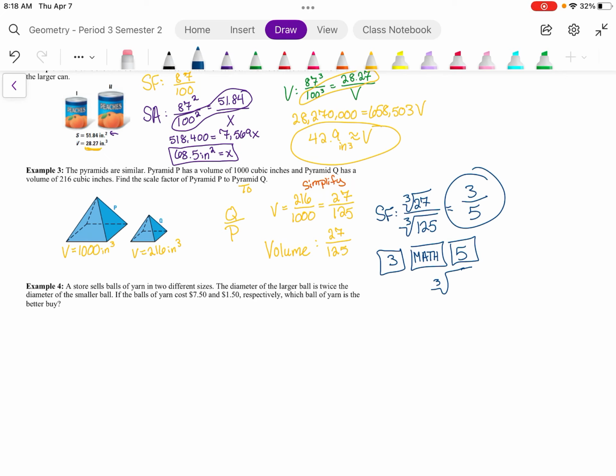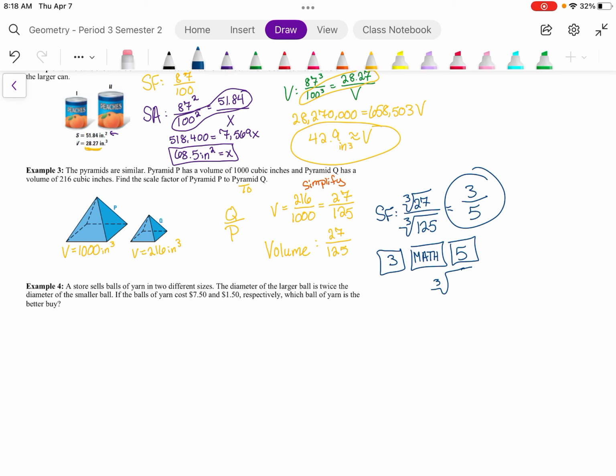So our last example, a store sells balls of yarn in 2 different sizes. The diameter of the larger ball is twice the diameter of the smaller ball. So I'm just going to do this. So the diameter for the larger one is going to equal 2x, because it's twice as big as the smaller one. And then here's our smaller ball of yarn, and our diameter is going to equal x.